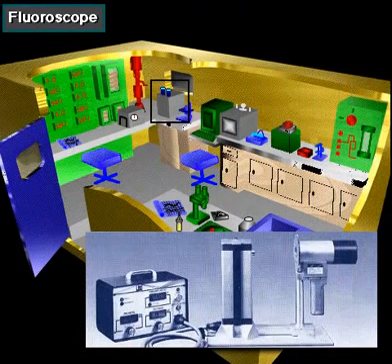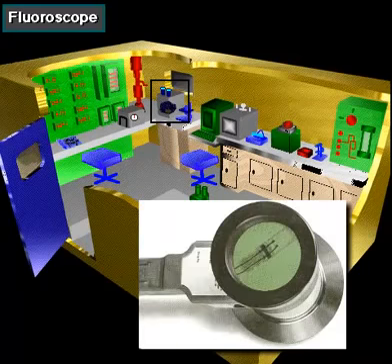A fluoroscope contains an ultraviolet lamp. When the mud logger or geologist puts cuttings or a plug under the fluoroscope, the cuttings or plug glow or fluoresce if they contain hydrocarbons.